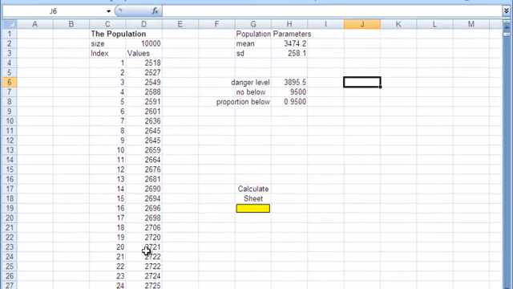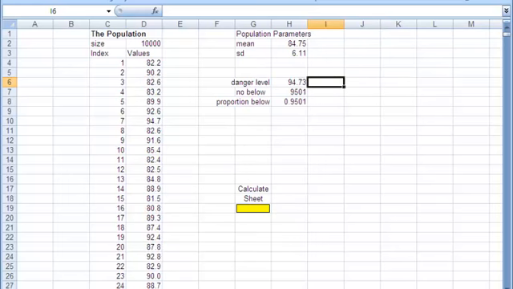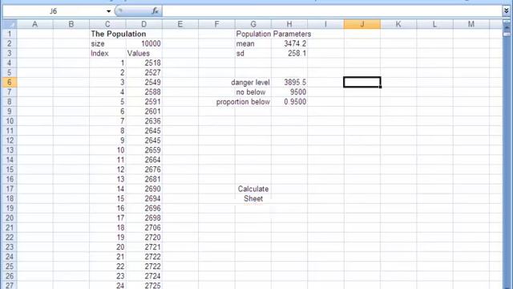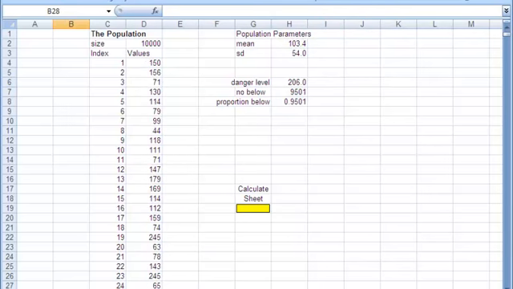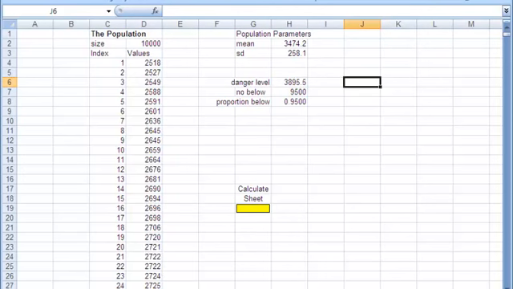In the last video we saw that we can find a danger level for each population, so that 95% of the locations have less than that concentration. Population 2 is 94 and a bit, 94.73. Population 1 is 3,895. Population 3 is 206. So they're very different levels. And in each case, 95% of the locations have got less than that concentration, 5% have got more.